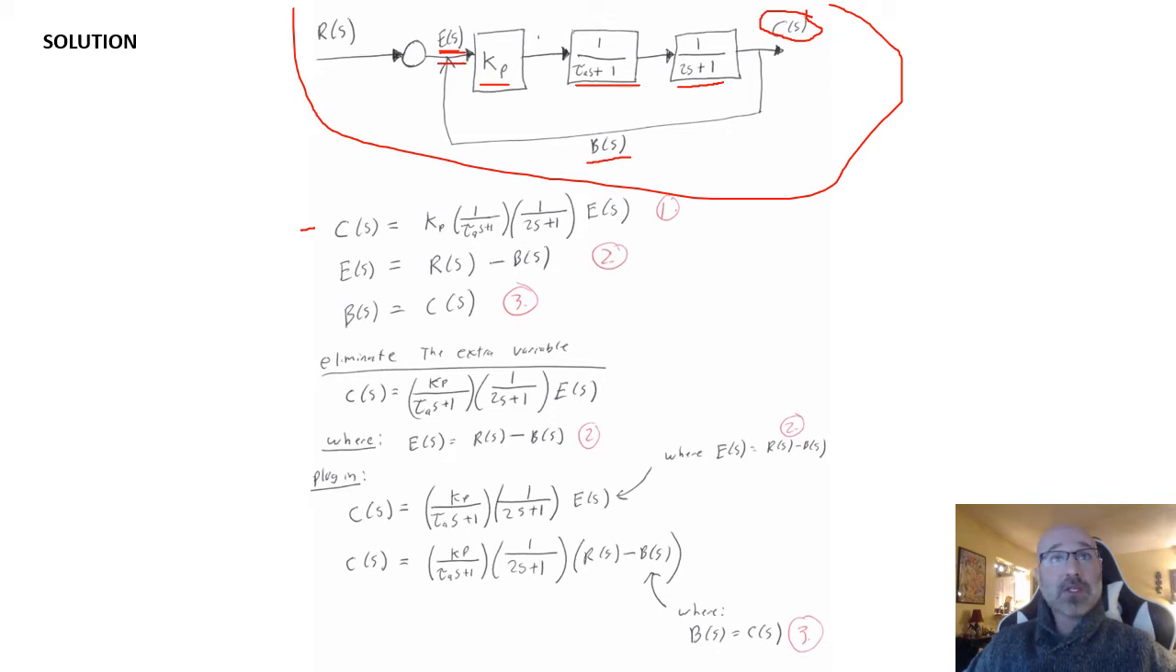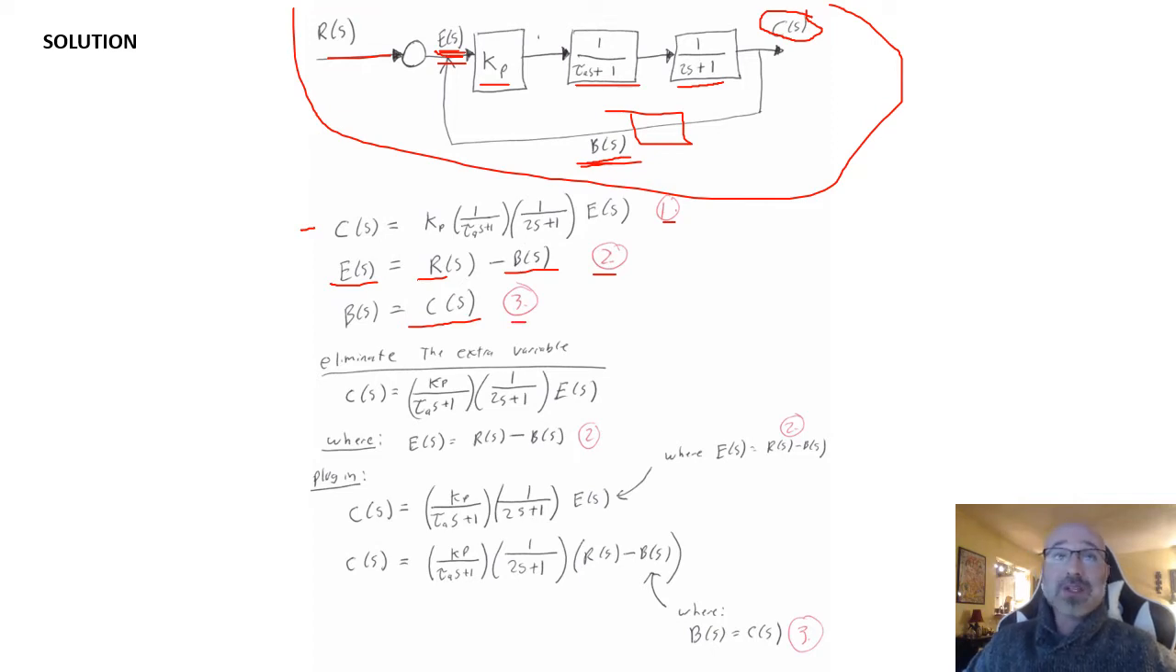So that comprises equation number 1 here. Now what comprises e of s here? Well, we have our b of s coming into this and our r of s coming into it. So r of s minus b of s gives us our e of s function. And now we can see that our b of s, because we have nothing in our feedback loop, is simply equal to c of s. So now I have 3 governing equations, 1, 2, and 3, that we can reference back to.